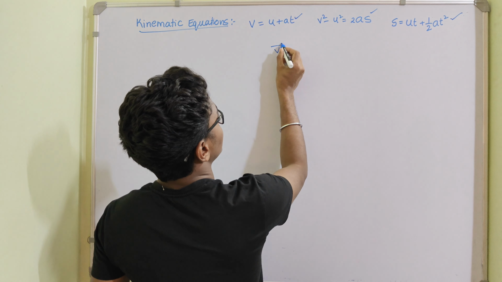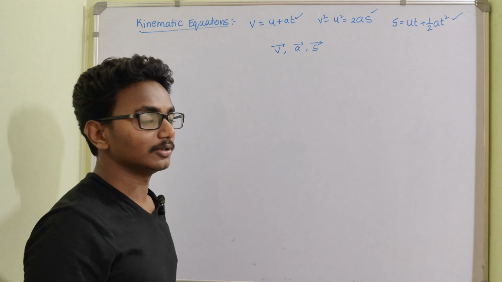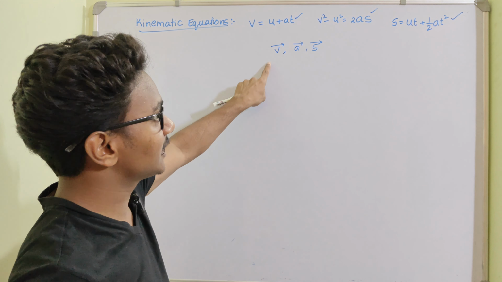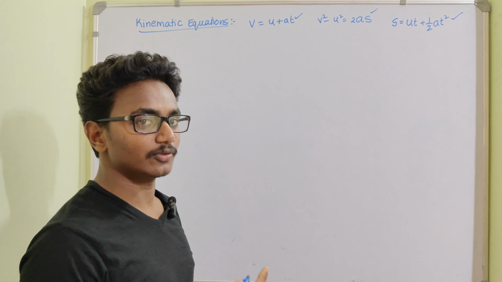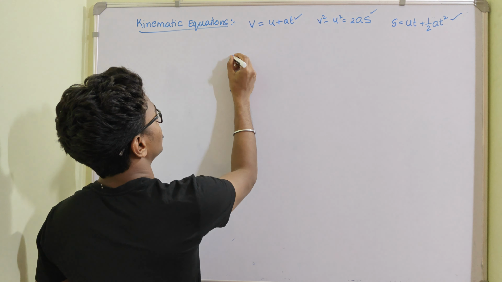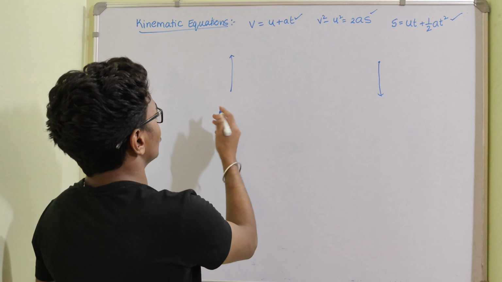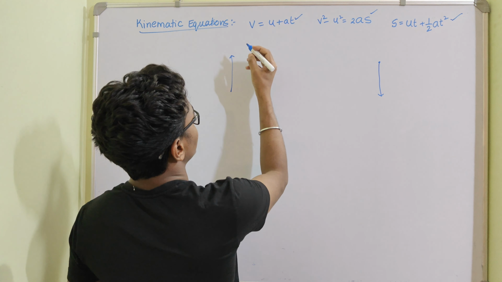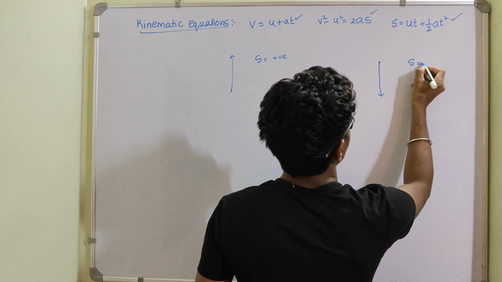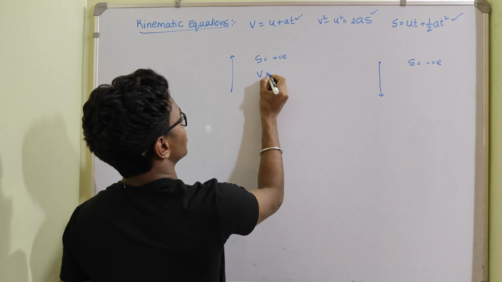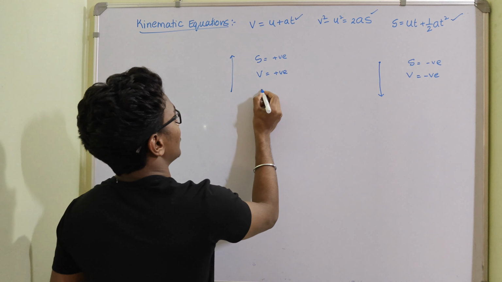We know velocity, acceleration, and displacement are vector quantities. They depend on direction. So we need to mention in which direction they are positive, in which direction they are negative. Here we are taking two motions. One is upward motion, another one is downward motion. Both the motions depend on gravity. In upward motion, we are taking s as positive. In downward direction, s is negative. Similarly, here velocity is positive in upward direction, velocity is negative in downward direction.